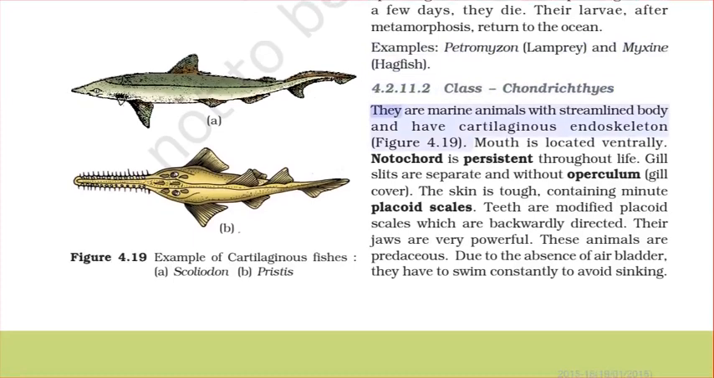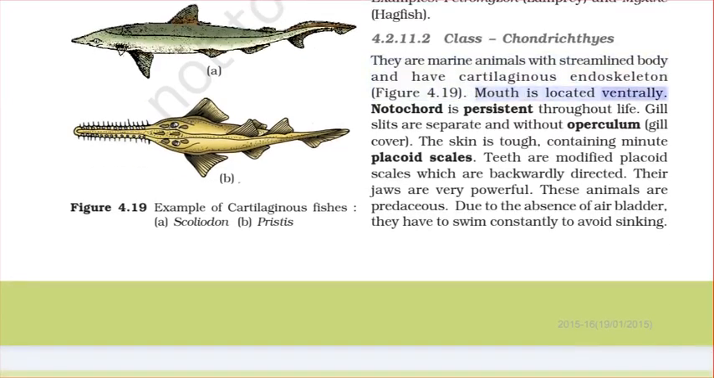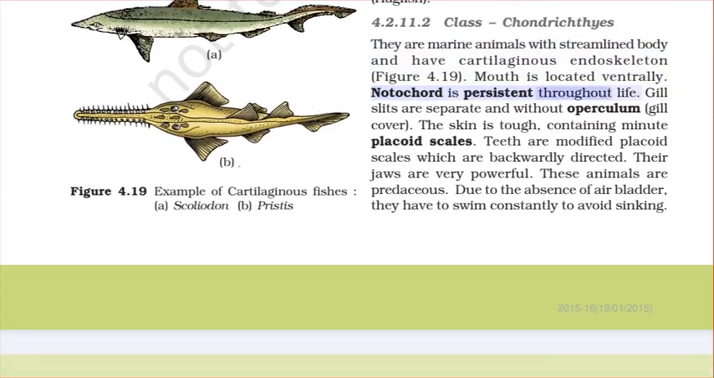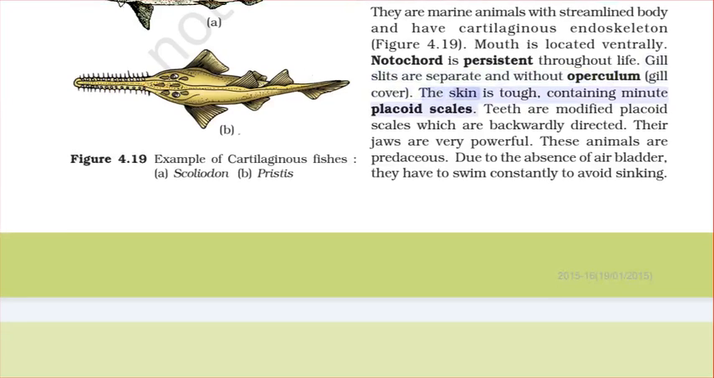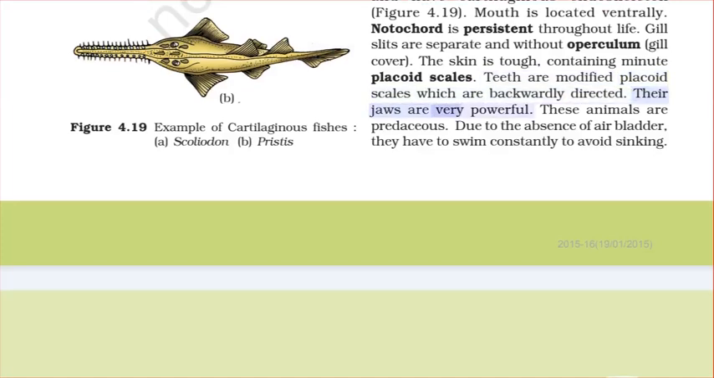4.2.11.2 Class Chondrichthyes. They are marine animals with a streamlined body and a cartilaginous endoskeleton, Figure 4.19. The mouth is located ventrally. The notochord is persistent throughout life. Gill slits are separate and without operculum, or gill cover. The skin is tough, containing minute placoid scales. Teeth are modified placoid scales which are backwardly directed. Their jaws are very powerful.